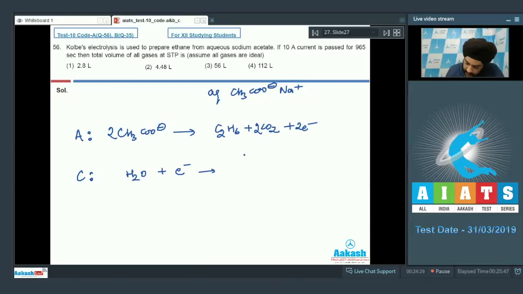If we talk about the reaction, you can have the balanced reaction as well. So 2H2O reacting with 2 electrons giving us H2 plus 2OH⁻. If we talk about the gaseous components in the system now, we have ethane, carbon dioxide and H2 as gaseous components. So we can see that for every 2 moles of electrons, we have 4 moles of gaseous components.